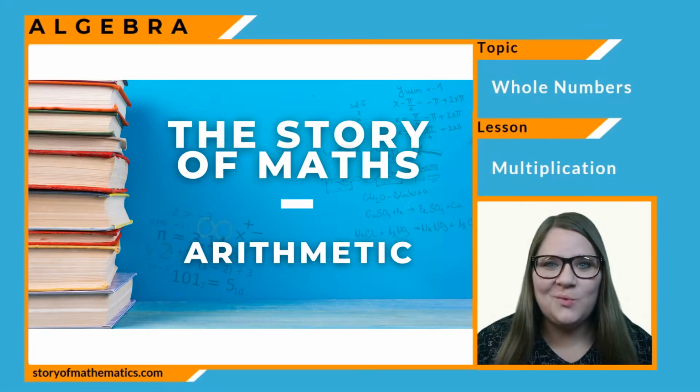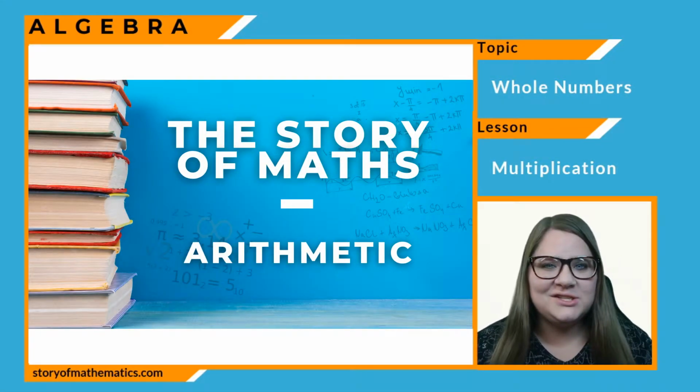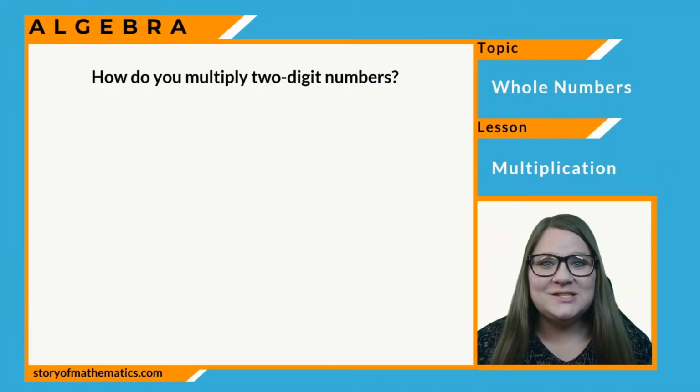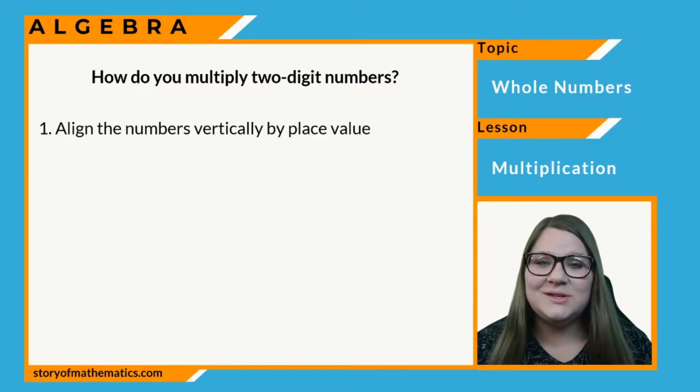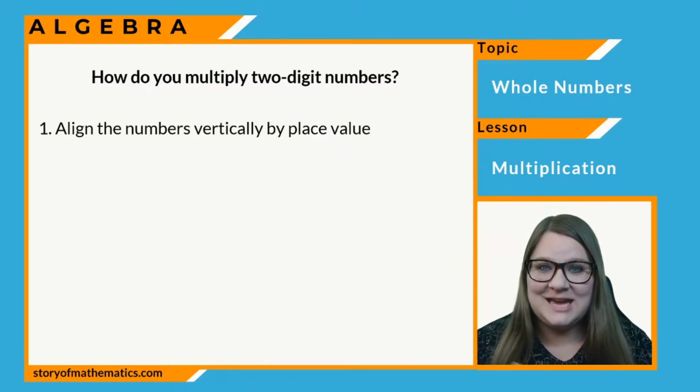Hi, in this video, we're going to learn how to multiply two-digit numbers. So our first step is to align the numbers vertically so that the place values are together. So the ones places are on top of each other, the tens places are on top of each other.